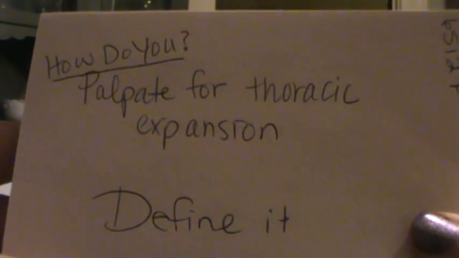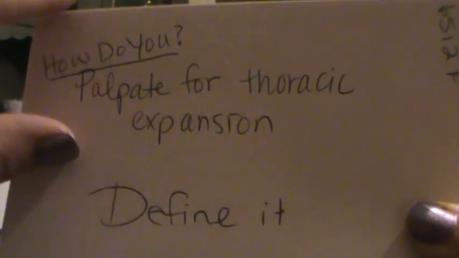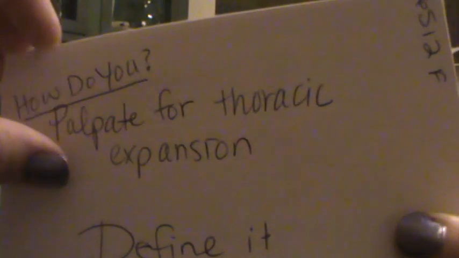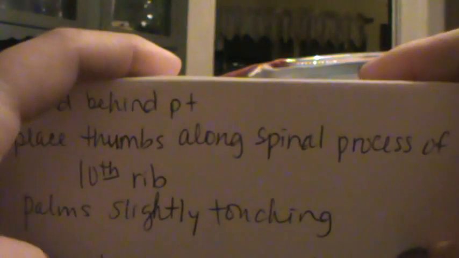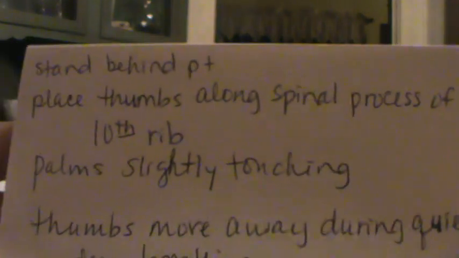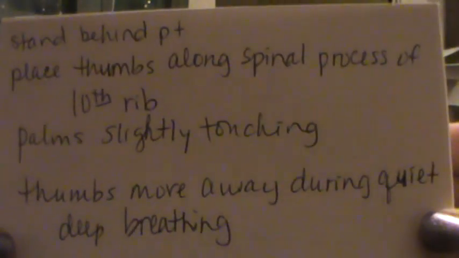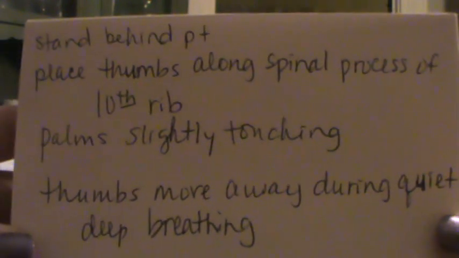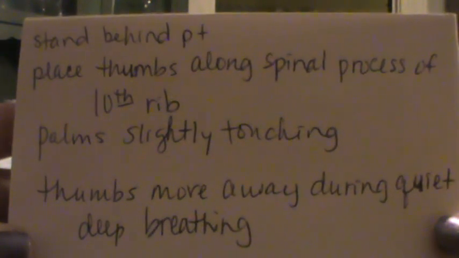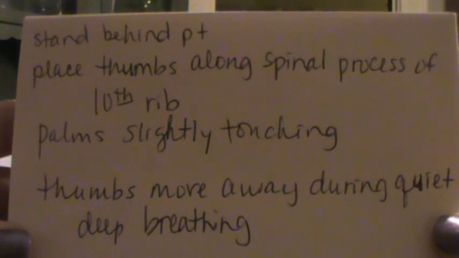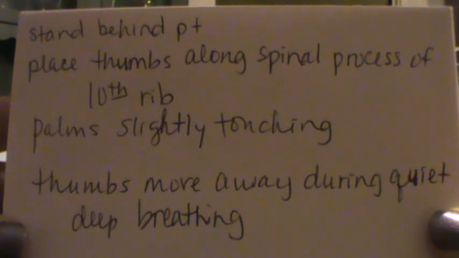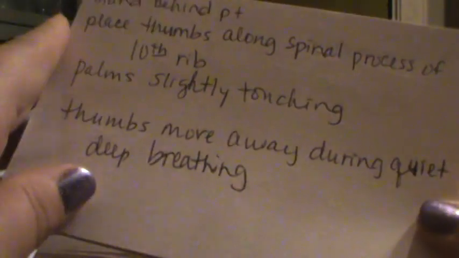How do you palpate for thoracic expansion? First, we're going to stand behind the patient and place our thumbs along the spinous process of the 10th rib. Our palms are going to be slightly touching each other. Our thumbs move away as the patient quietly and deeply breathes.